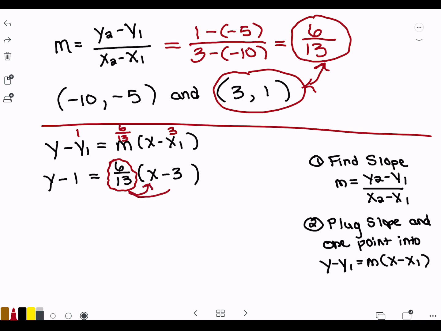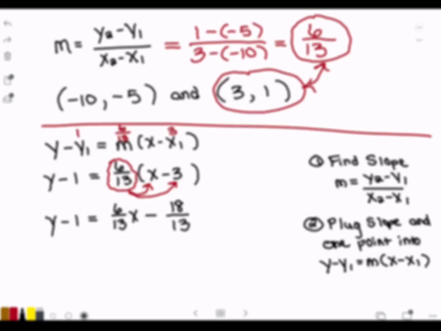So let's simplify here. First thing, I got to get rid of the parentheses. So I'm going to distribute the 6 over 13 inside the parentheses. So 6 over 13x. And then I have to do 6 over 13 times 3. That's going to give you 18 over 13. So minus 18 over 13. And you can check that by looking in your calculator.